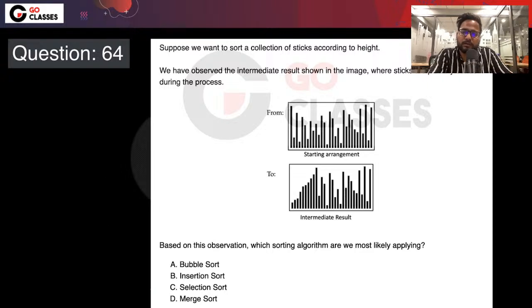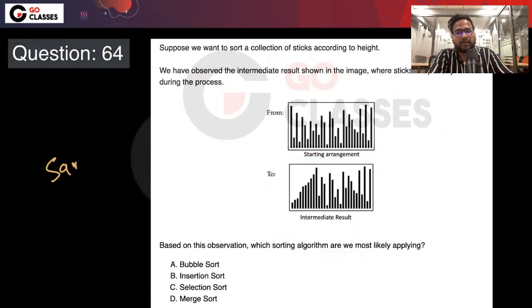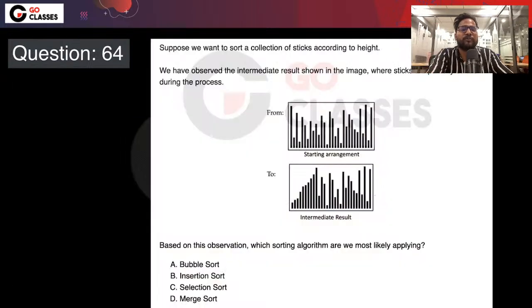So this question, question number 64, it was an easy question only. They are saying that you have this starting arrangement. A similar question was there in AIMT 1, in one of the mocks. If you have seen mock 3 or mock 4, I don't remember, but in one of them we were asking about merge sort. Has anyone solved that question? The configuration given was the same as merge sort. Here this is insertion sort.